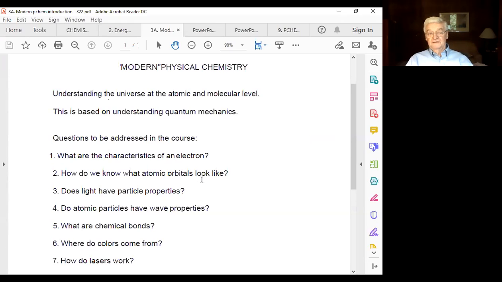Number 4, do atomic particles have wave properties? And again, the answer is yes. As I said, the course is going to be a lot about waves.